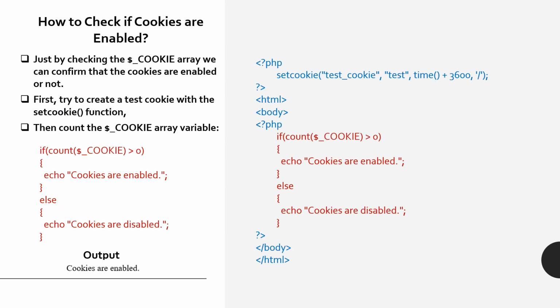Okay, so far we have discussed how to create a cookie and how to read a cookie. But how to check whether cookies are enabled or not?